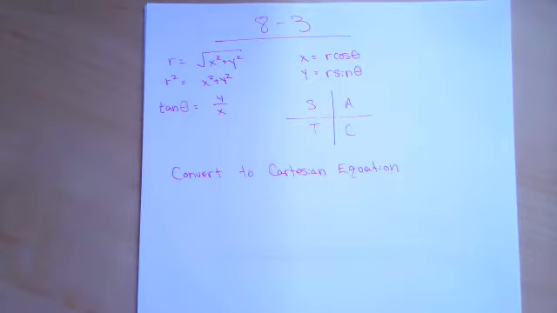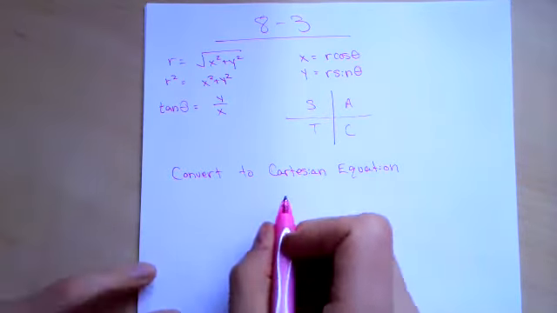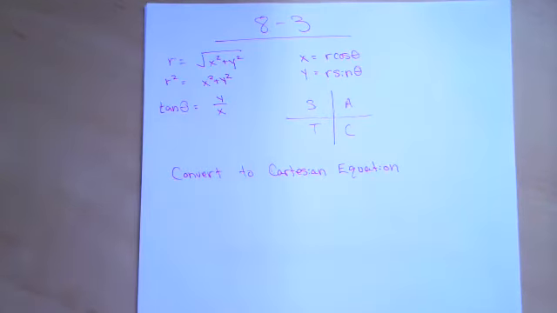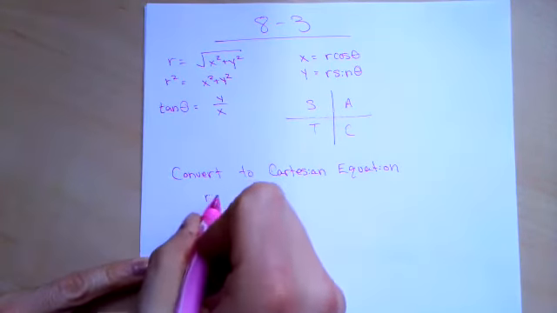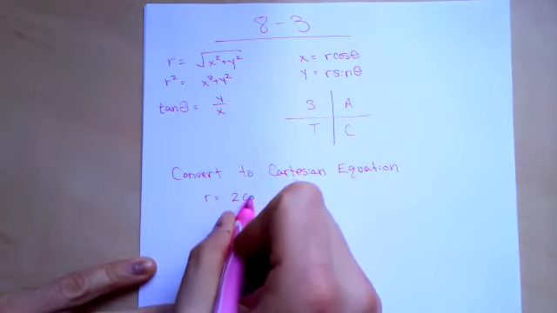Get a little recording for today. And if we're given an equation, convert from Cartesian to polar or vice versa. Let's say we had r equals 2 cosine theta.